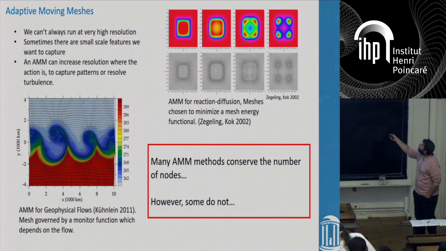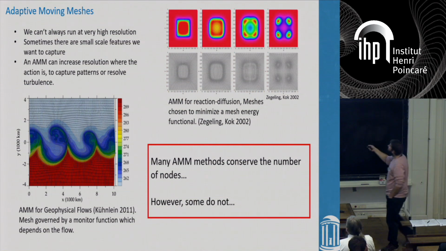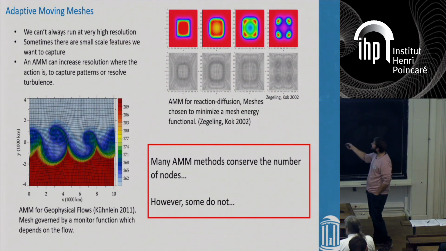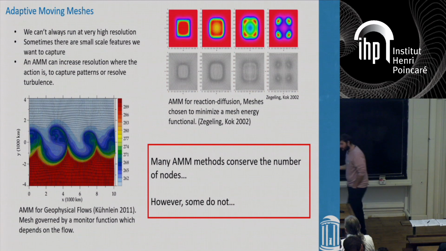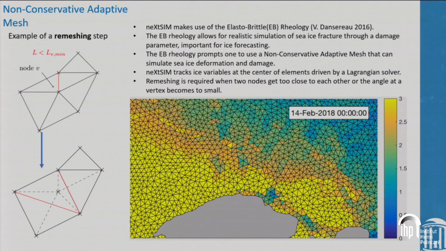It's also good for pattern formation. Here's a reaction diffusion equation where you can refocus your mesh to help better capture those patterns. Most of these adaptive mesh methods conserve the number of nodes, but we don't necessarily have to do that. And as I said, sea ice was one of our main motivations for this. In particular, a sea ice model named NextSim. NextSim uses a triangular mesh. It is also a Lagrangian solver.